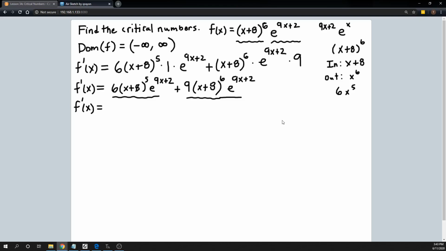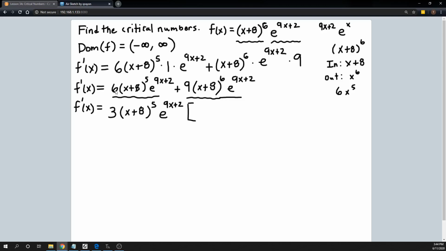Okay. All right, so looking at the 2 numbers, I have a 6 and a 9. Greatest common factor there is a 3. So I'm going to factor that out. And then x plus 8, this term has 5, this term has 6. So they both have at least 5 x plus 8s. Okay. And then both terms have this e to the 9x plus 2. All right, so I'm going to factor that out as well. Then see what you have left over once you factor that out.